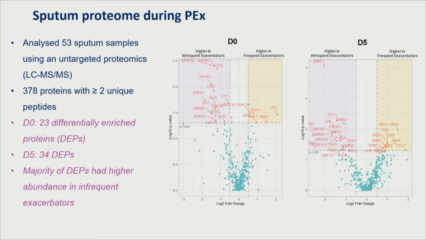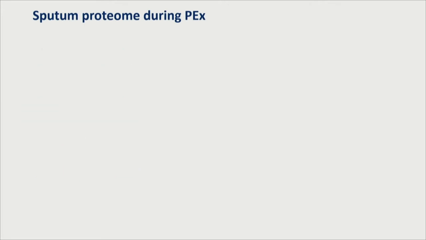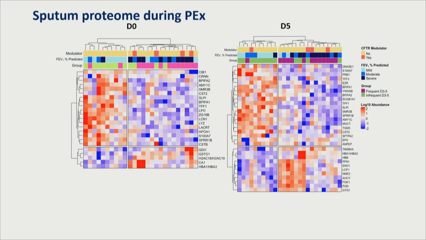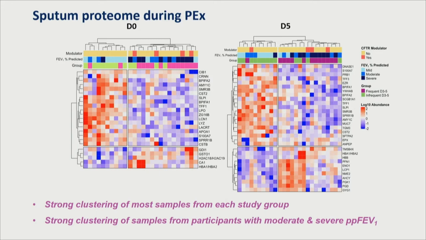And the majority of these proteins had a higher abundance in infrequent exacerbators. These heat maps show the expression profile of the significantly differentially enriched proteins, and they importantly reveal that there is strong clustering of most samples from within each study group. So the frequent exacerbator samples, highlighted by the pink squares at the top and the purple squares on the day 5 heat map, do cluster together, mostly on the right-hand side of the heat map. And the heat map also showed that there was strong clustering based on lung function severity, with patients with moderate or severe percent predicted FEV1, shown by the darker blue squares at the top here, also clustering together with the frequent exacerbator samples mostly on the right-hand side of the heat map.